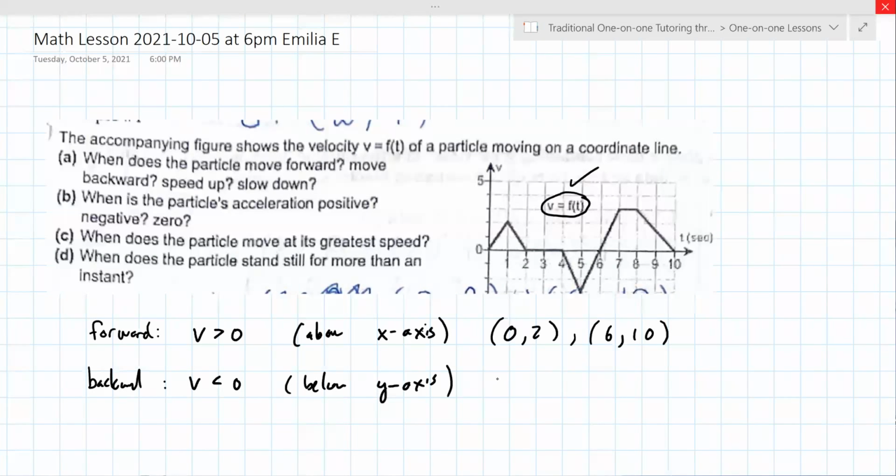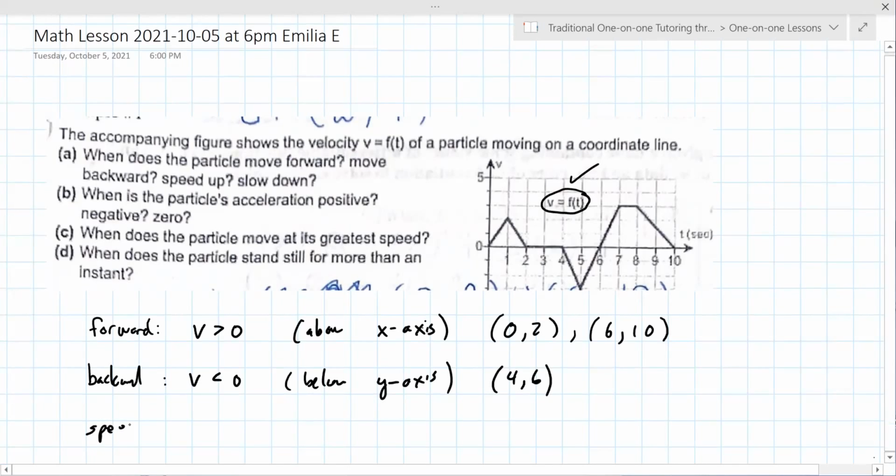So it's 4 to 6 then. 4 to 6. And then sometimes it could ask constant, which it doesn't ask here. Neither. That's from 2 to 4. Okay. Speed up. So speed up. So is that like 0 to 1?